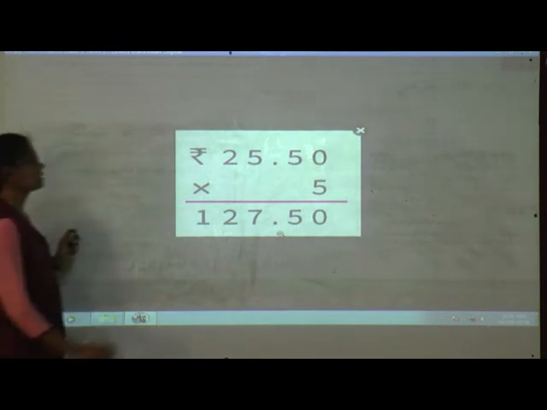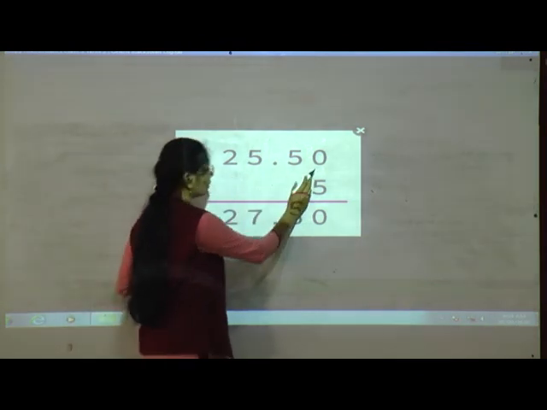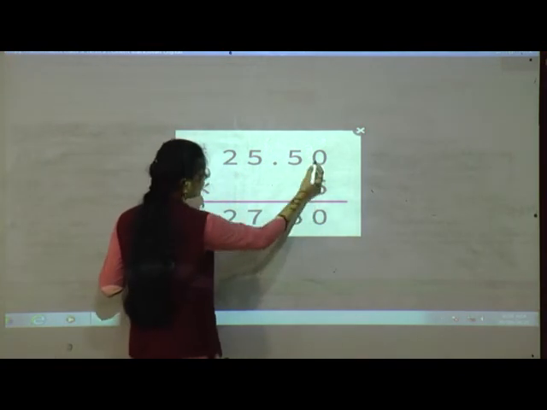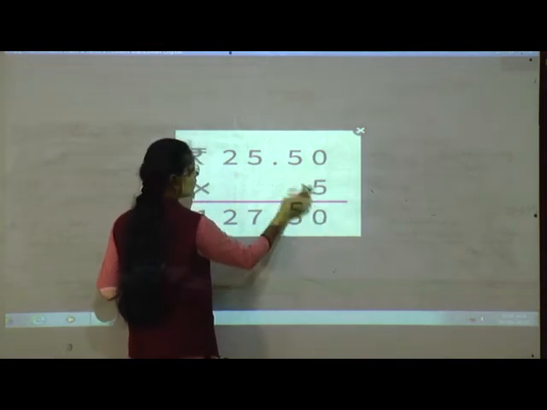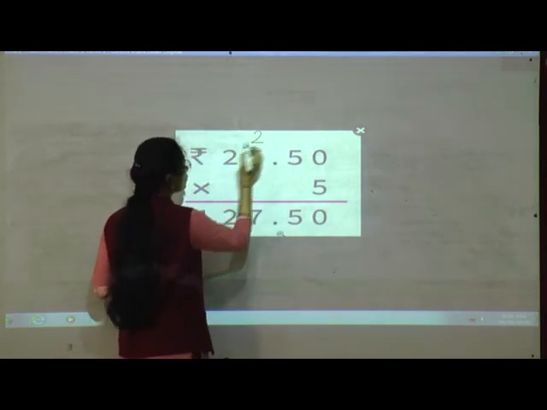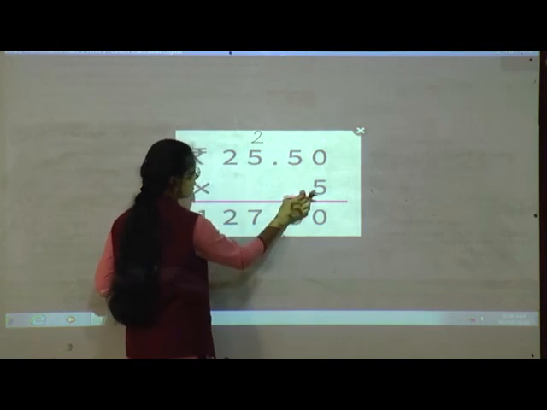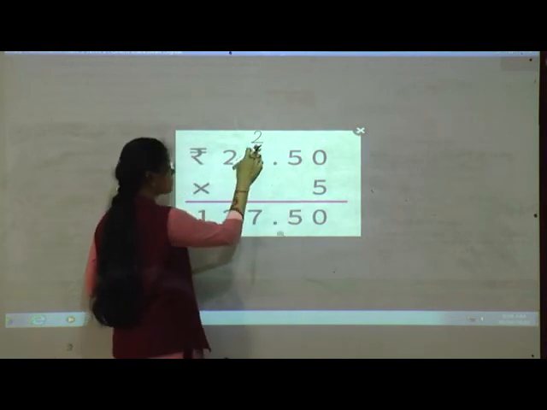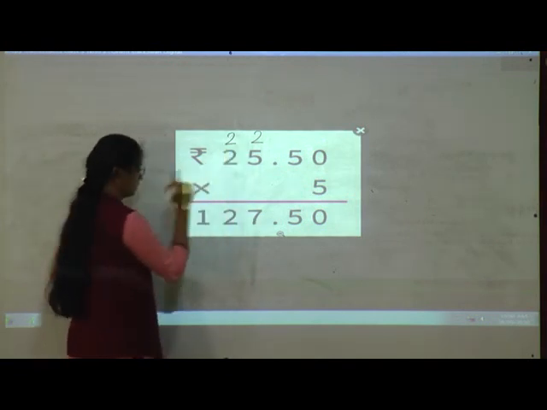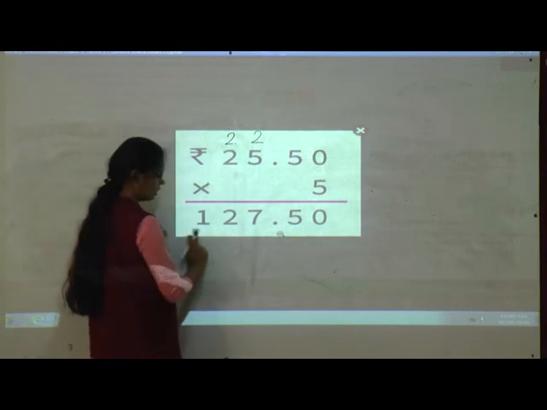Okay, so here let us do the multiplication. See here, rupees 25.50 into 5. 5 into 0 is 0. 5 5s are 25. So here we will write 5 and give 2 as a carry. Then 5 into 5, 5 5s are 25 plus 2, 27. So here we will write 7 and 2 as a carry. Then 5 2s are 10 plus 2, 12. So here we got the answer.